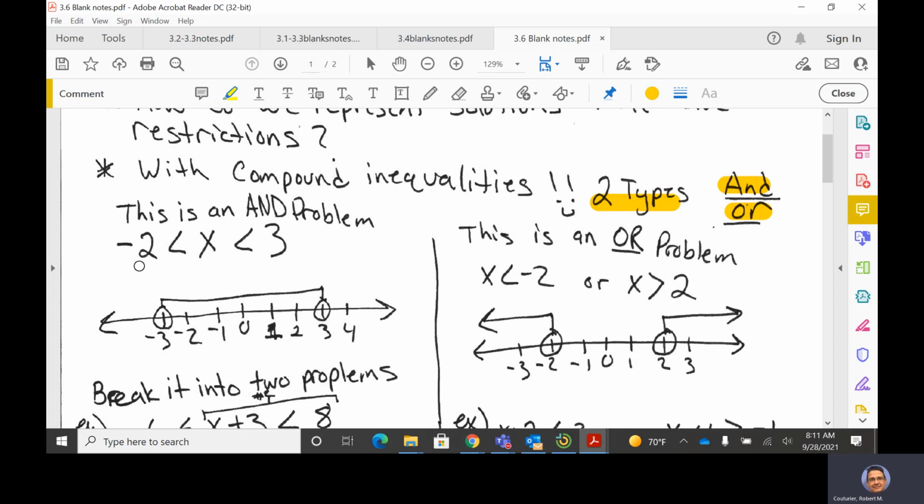The and problems, you'll see here, your answer is in this inequality notation over here where it says -2 less than x less than 3. This style will only use less than symbols. So you can only use a less than or a less than or equal to symbol. And what it's actually telling you is that your answers are somewhere in between -2 and +3.